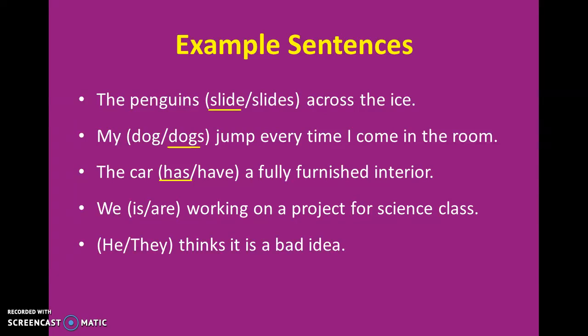In the fourth sentence, we have we is or are working on a project for science class. We is a plural subject, talking about more than one person, so you want the plural verb of are. We are working on a project for science class. And then in the final sentence, it's he or they thinks it is a bad idea. The verb is thinks, and that is a singular verb, so we want a singular subject of he. He thinks it is a bad idea.